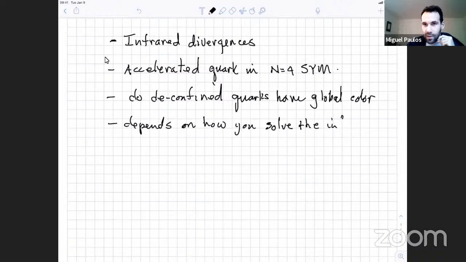So we have Gordon Semenoff from Vancouver, who is going to tell us about infrared information and the accelerated quark paradigm.